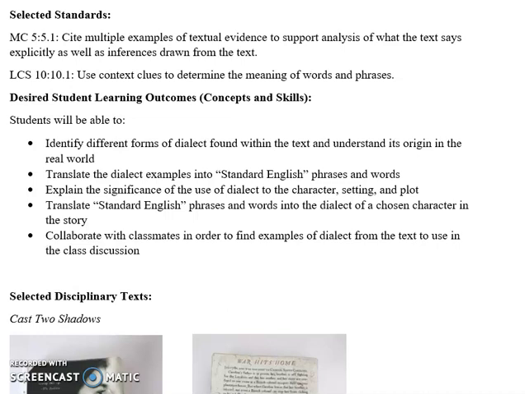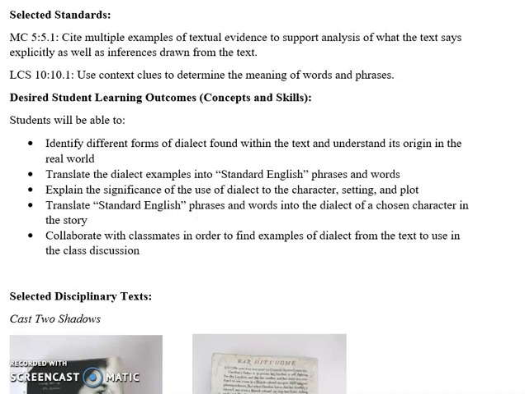So the standards that I selected were Standard 5 and 5.1: cite multiple examples of textual evidence to support the analysis of what the text says explicitly, as well as inferences drawn from the text, and use context clues to determine the meaning of words and phrases.